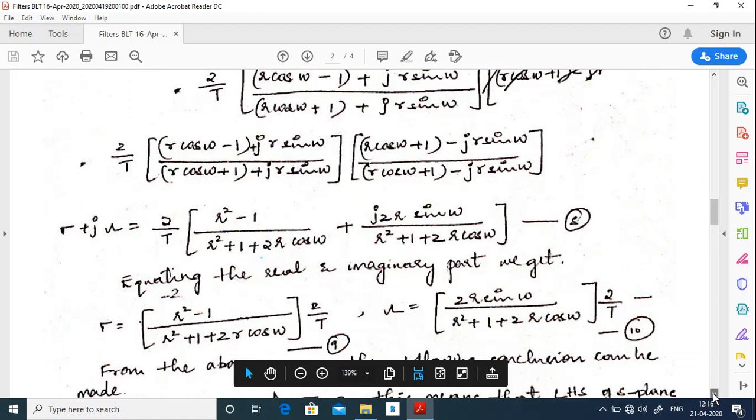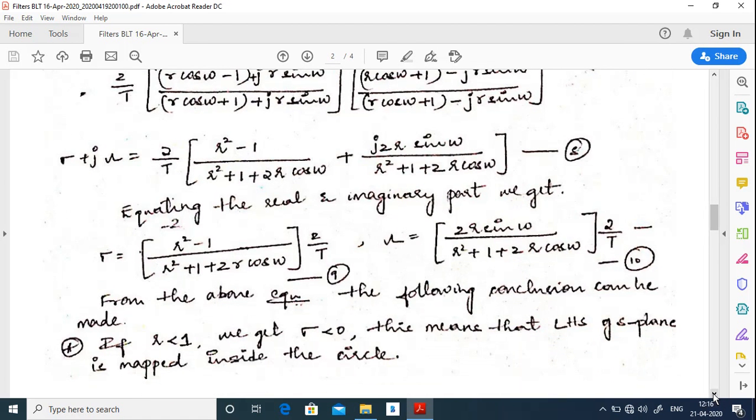Now I'm going to equate the real part as well as the imaginary part of equation number 8. The real part here is sigma. Sigma is equal to this one, that is r square minus 1 by r square plus 1 plus 2r cos omega, into 2 by t. Similarly, omega, which is the imaginary part, is given by 2r sin omega by r square plus 1 plus 2r cos omega. I call this equation number 10.